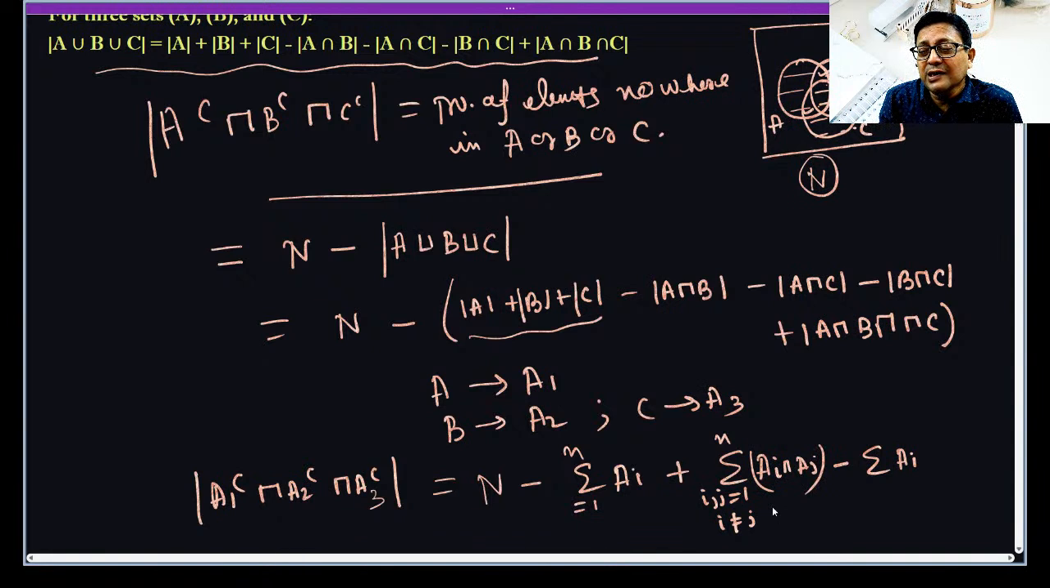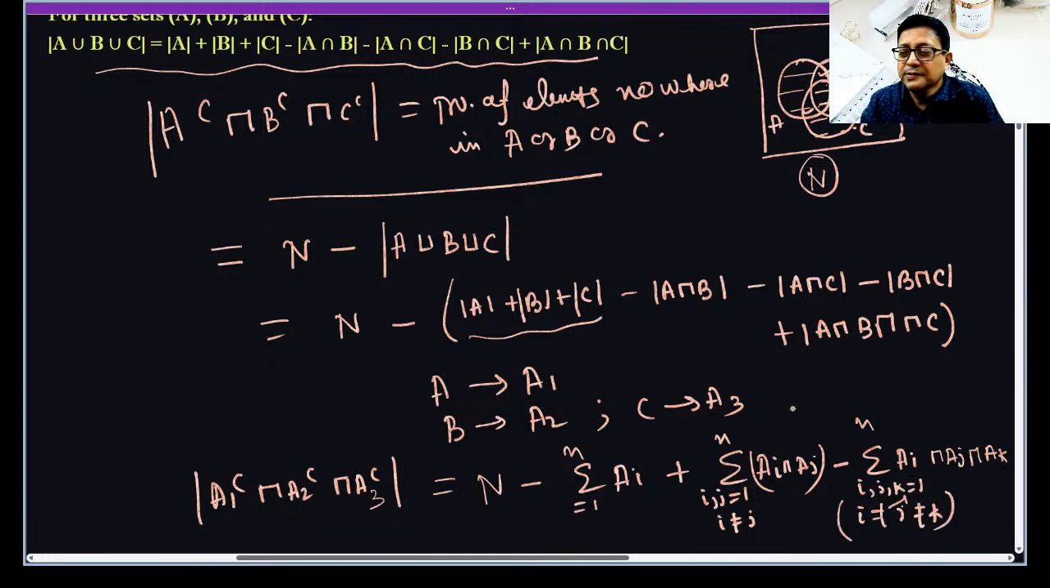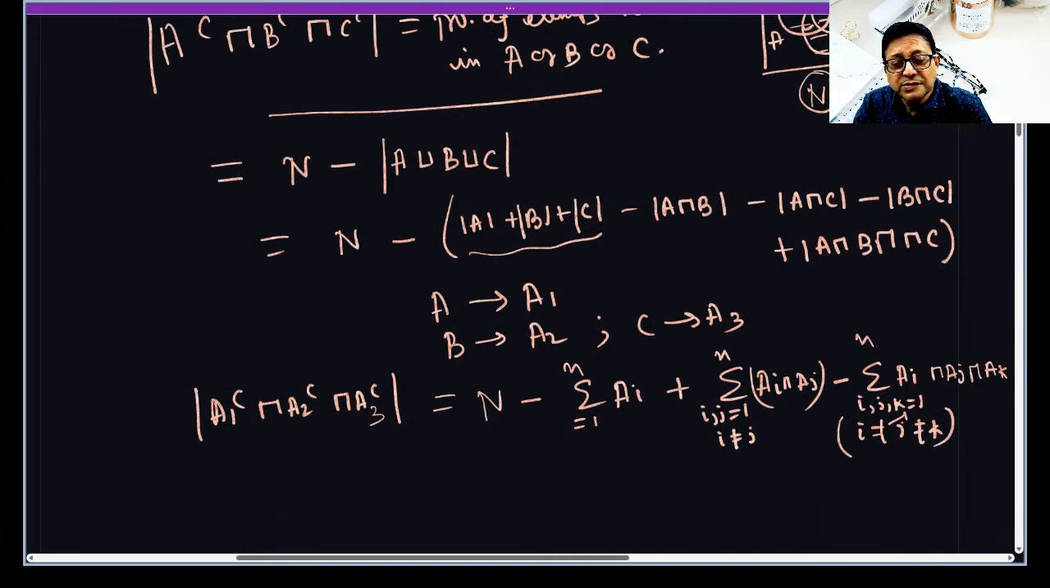This one Ai intersection Aj intersection Ak, i, j, k not equal to each other, okay. This can be extended for any number of sets to find the number of elements nowhere in the union of three sets.